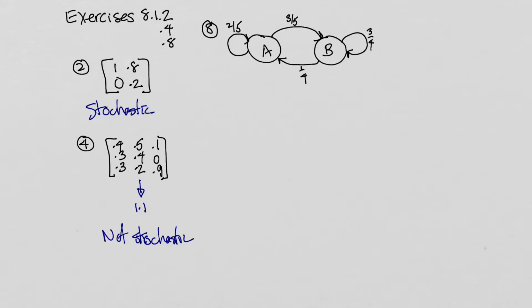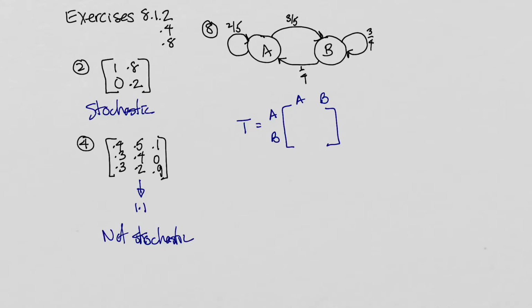Now in problem number 8, we're given this transition diagram and asked to convert this to a transition matrix. So why don't we do this by selecting a letter to name our matrix. How about T? And we have two states. I'll name them here, A and B. I'll write in my square brackets for the matrix.